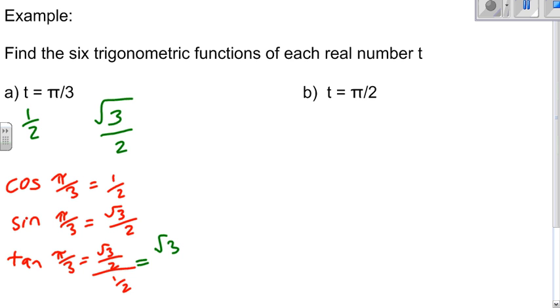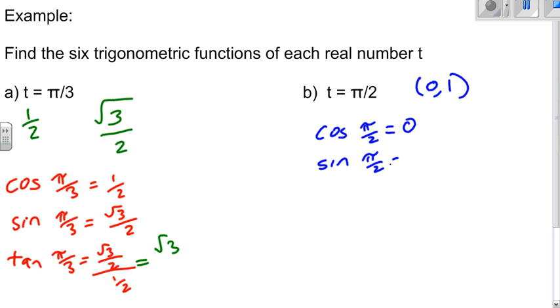Now, pi over 2, that would match up with our thumb. If you fold down your thumb, you would have 0 and 4 fingers, which is supposed to be the square root of 4 over 2, which is really just 1, which we know because also that point at the top of the unit circle is (0, 1). So that means that cosine of pi over 2 is 0. Sine of pi over 2 is 1.